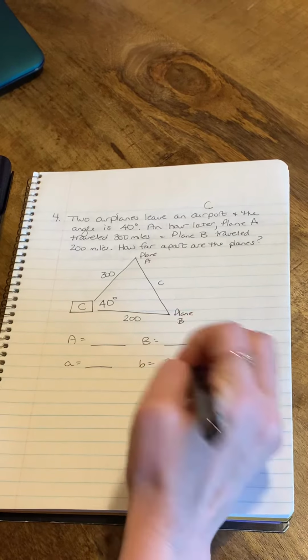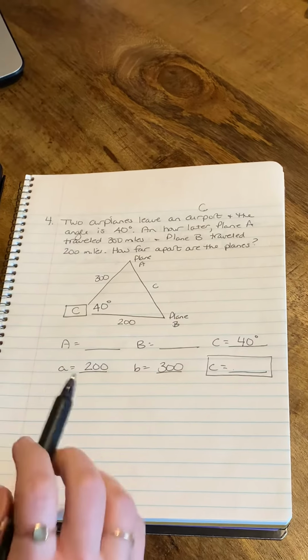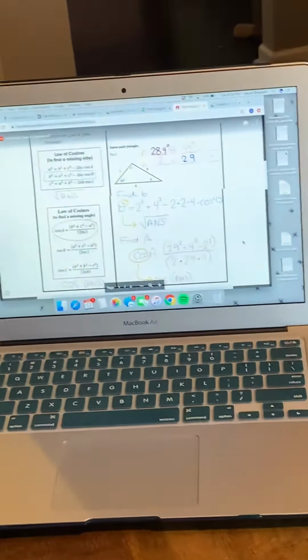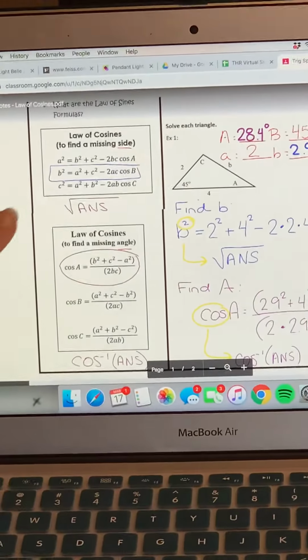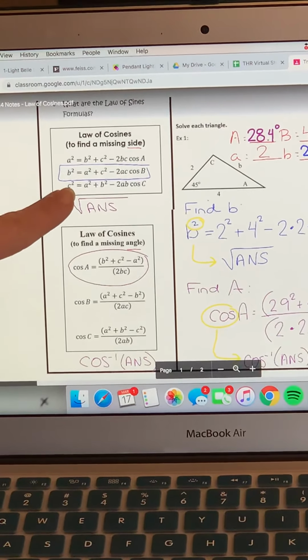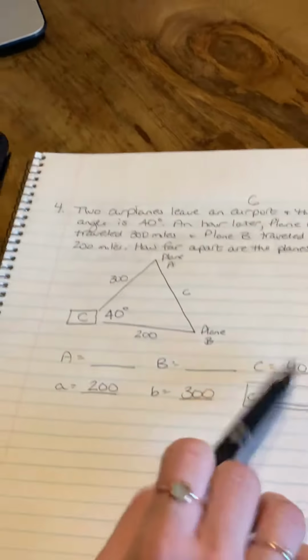So then because we don't have 2 of the same letters here, we're gonna have to go ahead and use our law of cosines. So if you don't have the formula out, go ahead and look it up. It should be in your notes, and if you don't have your notes, it's in Google Classroom. But we're gonna use this one that says c squared equals, since we know all the other things that we need to plug that into.